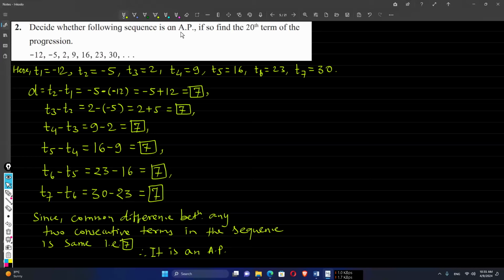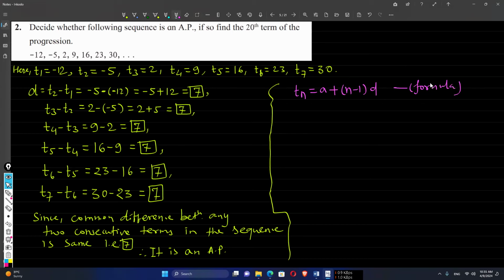Now let's move toward the second part of this problem. If so, meaning if it is an AP, find the 20th term of the progression. To find any term in any arithmetic progression, we use the formula Tn equals a plus in bracket n minus 1 into d. So this is nothing but the formula for finding any specific term in the AP.